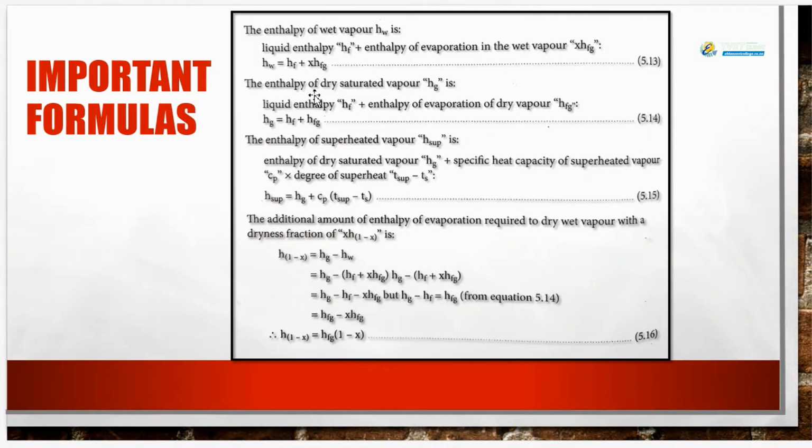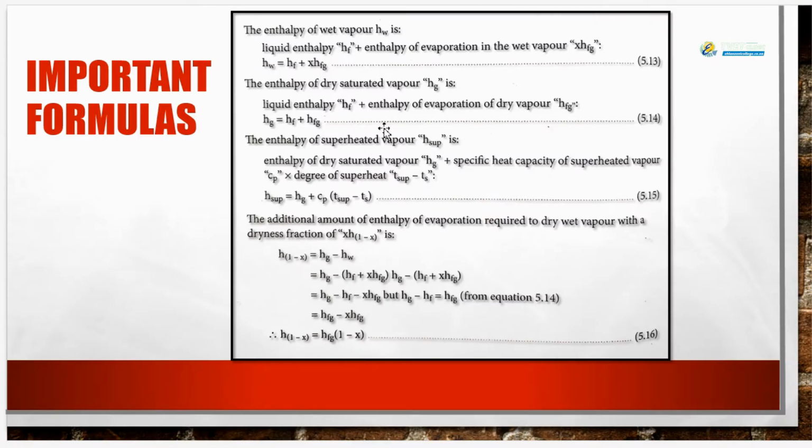5.14, we have the enthalpy of dry saturated vapor, Hg. Now, the vapor is drying out, right? So that liquid enthalpy is called Hf, plus the enthalpy of evaporation of dry vapor, Hfg. So it's given as Hg = Hf + Hfg.